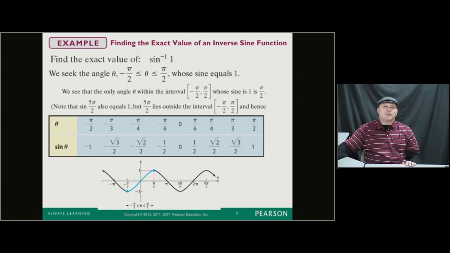So we see that the only angle theta within the inverse interval between negative pi over 2 to pi over 2, whose sine is 1, is pi over 2. Note that the sine of 5 pi over 2 also equals 1, but 5 pi over 2 lies outside that interval. Okay? So that's what that is saying. You can have the sine of many angles giving you 1, as we've seen in the past. But when you take the sine inverse, it only can give you an angle between negative pi over 2 to positive pi over 2. And you've got to understand why that's the case.